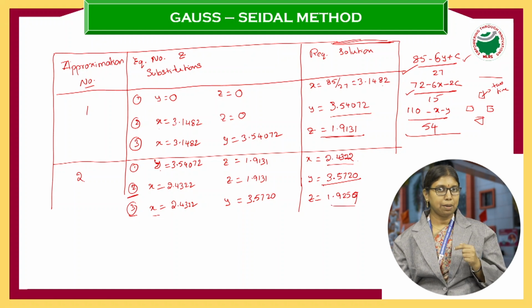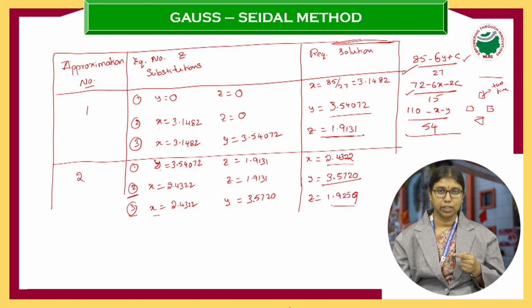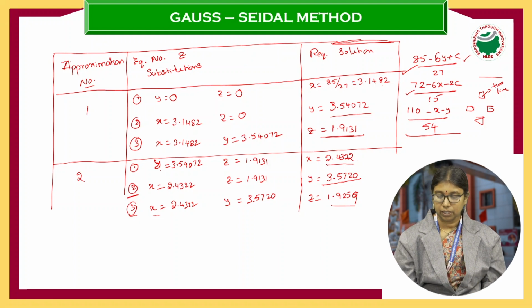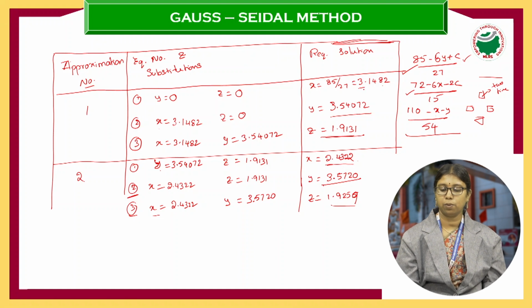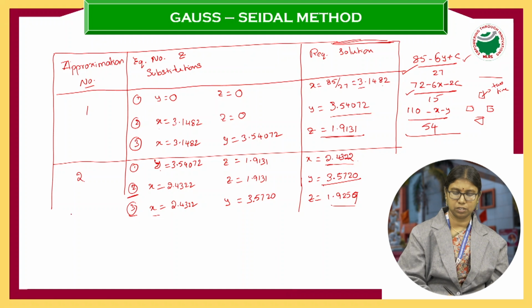At each and every approximation, you compare the present value with the previous value. If those values are equal up to 3 decimals or 2 decimals, then only you stop the procedure. See, this is 2 point something, this is 3 point something. There itself it fails the condition. So you have to do the next approximation.